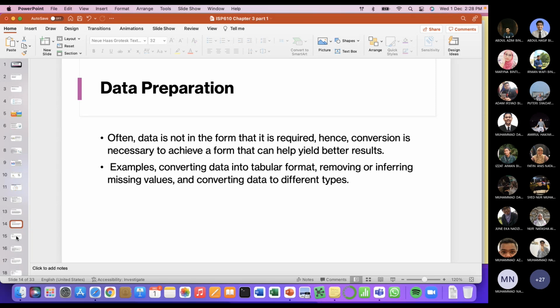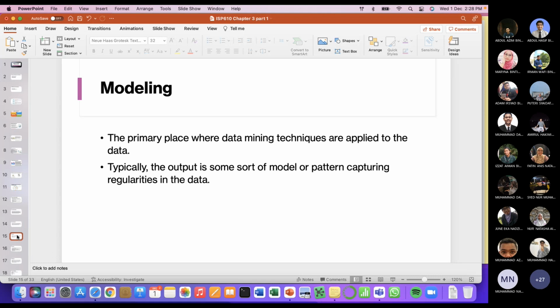Okay. And the next one, after doing the data preparation, once you have the clean data, it's time for modeling. So modeling, as you have learned in data mining and machine learning, we have supervised, we have unsupervised. So what kind of analytics method or what kind of methods that you can use for this modeling. Okay, tengok apa benda objektif, tengok you punya data set, and you try to match those two, the objective and also the data set. So typically the output is some sort of model or pattern capturing regularities in the data.